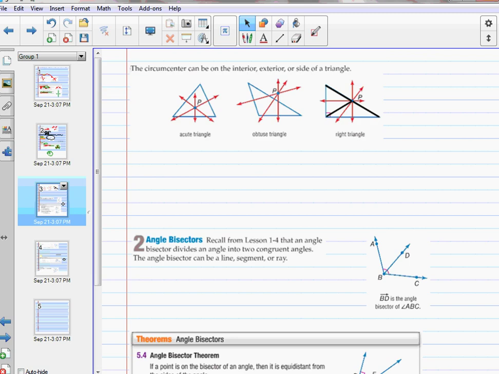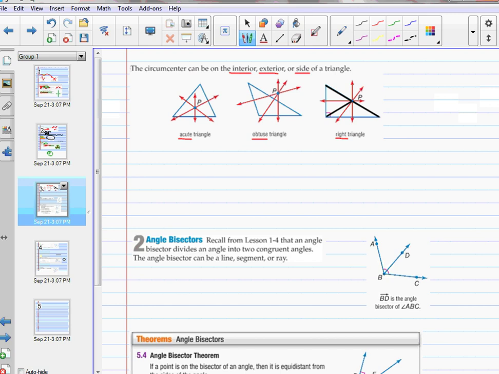Turn to the next page in your book. You see illustrated what we just discovered with our GeoGebra. The circumcenter can be on the interior, the exterior, or on a side of a triangle. And if it's on the interior, it's going to be an acute triangle. If it's on the exterior, it's going to be obtuse. And if it's right on the triangle, it's going to be a right triangle.